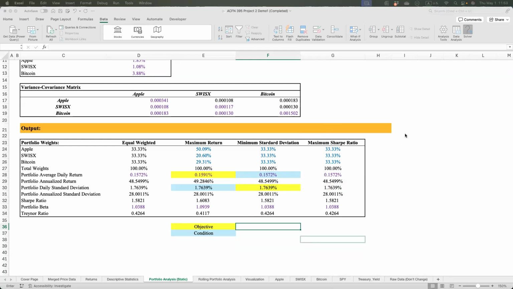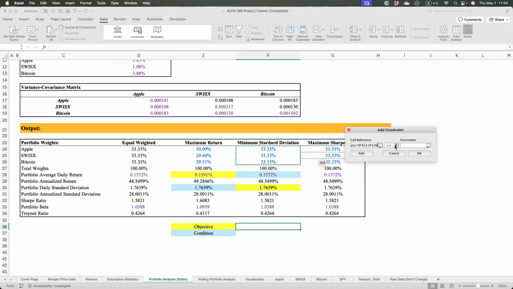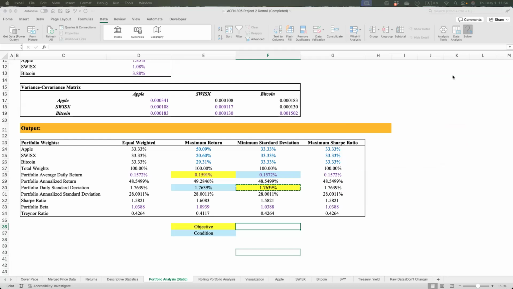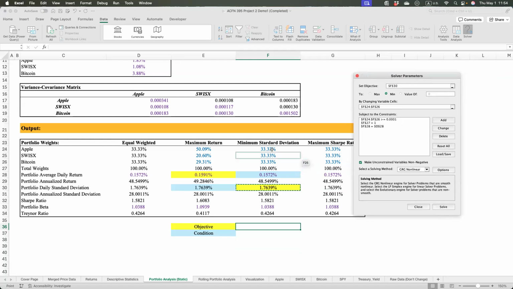Now let's add another one. Basically, all of our weights should be greater or equal to 0.0001. And these will be the constraints. So each of your components should have a little bit of weight. There's no short selling, and no getting rid of individual components. That is why we have this constraint. Second one, total weights for all components should be equal to 100%. The third one, for this case, we want to minimize the standard deviation while maintaining the same return as the equal weighted portfolio. So the return for the equal weighted portfolio should be the same as this portfolio.